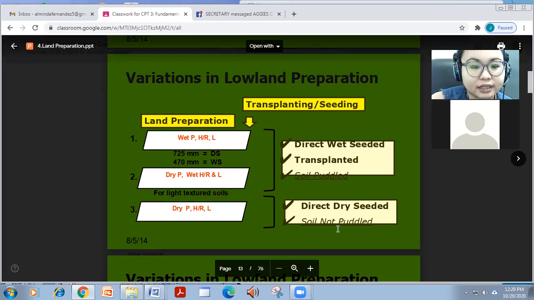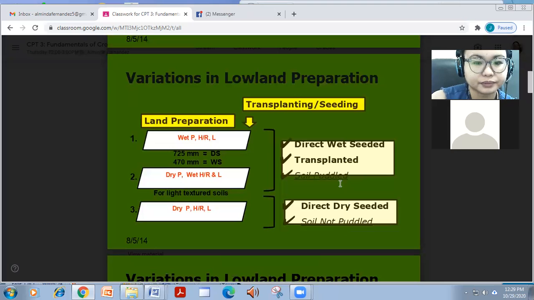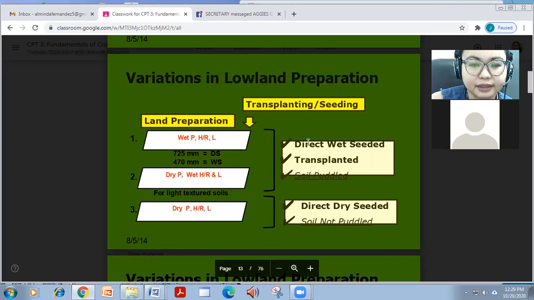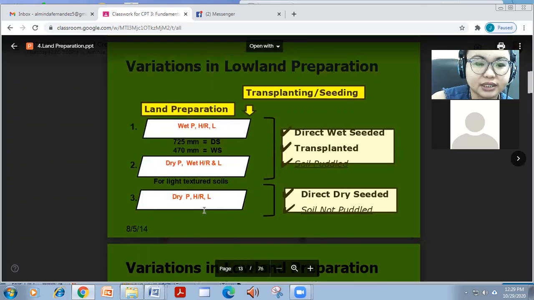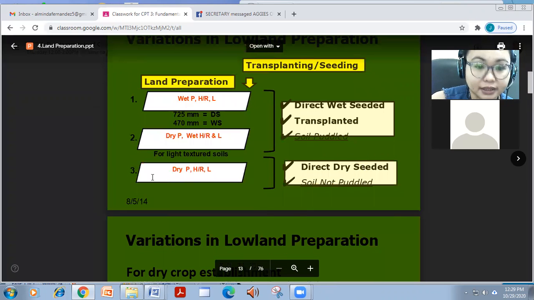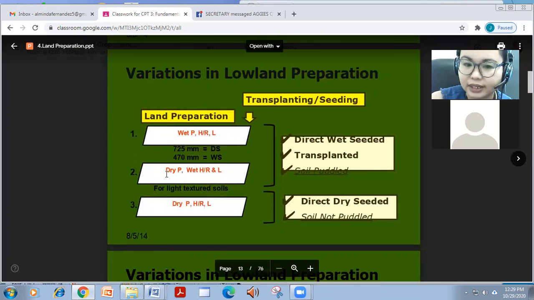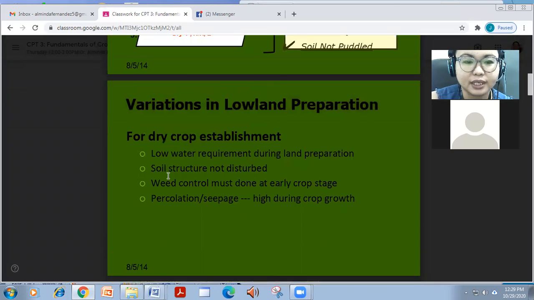where the soil is not paddled, no? So this is just between the transplanted or direct wet seeded and the direct seeded. So hindi siya wala ng paddling actually. Anyway, I have a video to show you later.